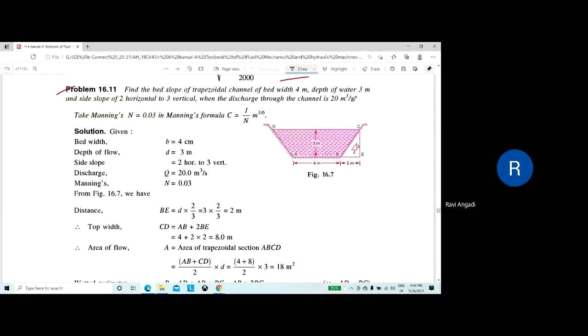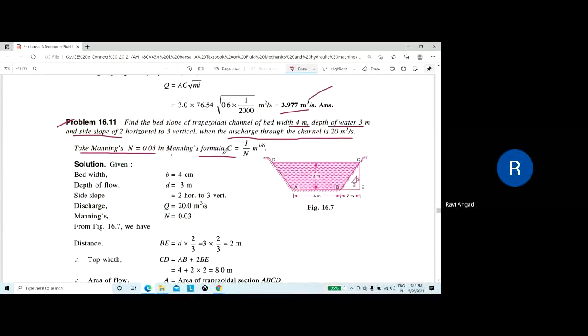So this one you take as the assignment. Find the bed slope of the trapezoidal channel. Here the channel is trapezoidal, of bed width 4 meter, depth of water is 3 meter, and the side slope of the channel is 2 horizontal to 3 vertical. When the discharge through the channel is 20 meter cube per second, take the Manning's n as 0.03. In the Manning's formula, C is equal to 1 by n, m raised to 1 by 6. Here directly the formula is given in this problem. You have to calculate the bed slope of the trapezoidal channel.